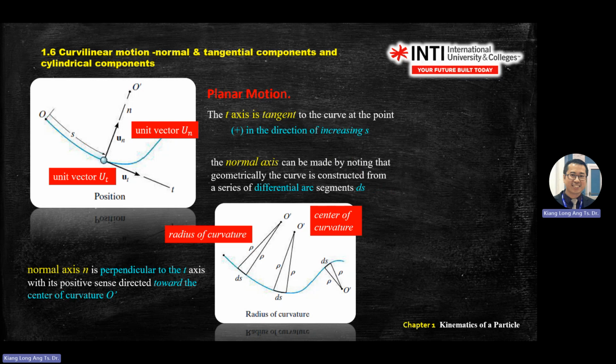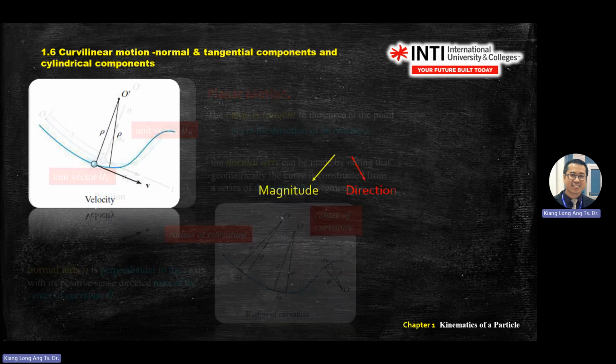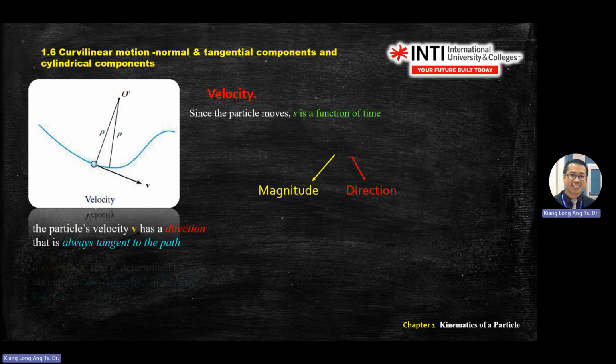Okay, what is meant by planar motion? Planar motion means the action happens on a piece of paper, in this plane. So it's a 2D problem that you can use T and N for. If it's a curve, when you see a curve, forget about X and Y. Straight away use T and N. Okay. Velocity.